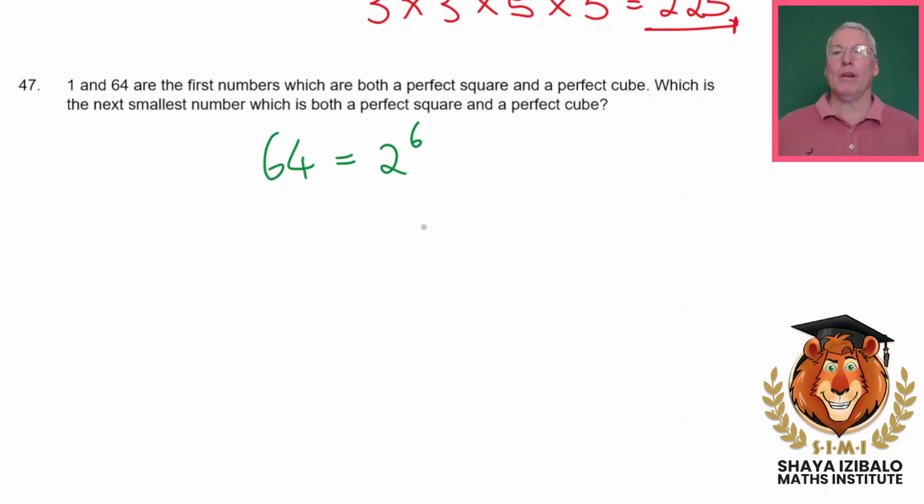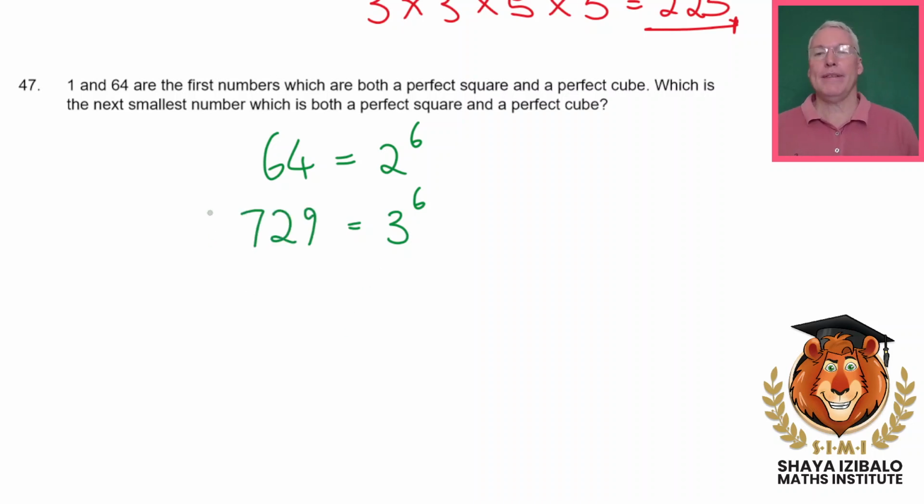Now the next smallest number that we can have 6 of would be 3 to the power of 6. 3 to the power of 6 is actually 729. And 729 is the next smallest number that is both a perfect square and a perfect cube.